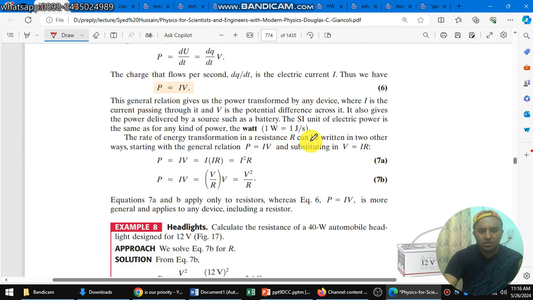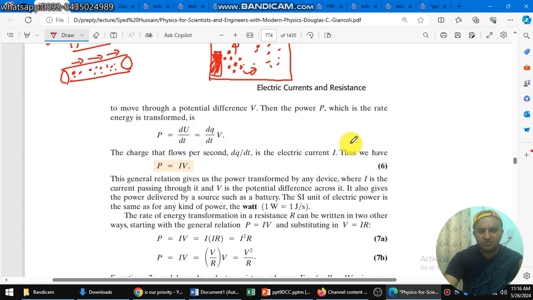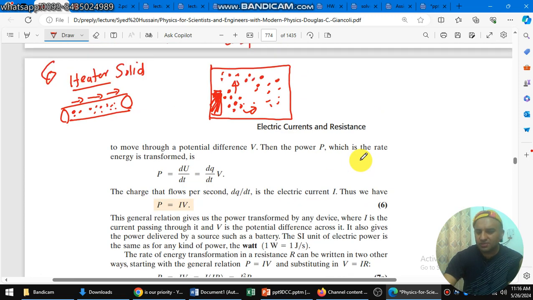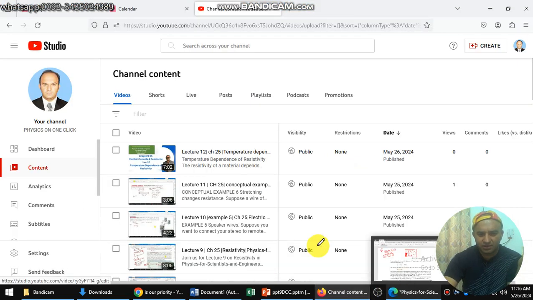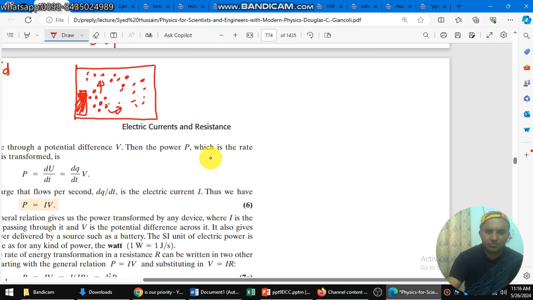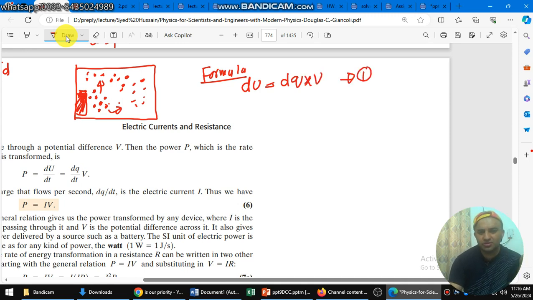Okay, now we discuss the power. Now we derive the power formula. Let me discuss this one: the derivation of the formulas for power. As we know, the energy is equal to charge multiplied by change in potential. So the energy transferred, ΔU, is equal to charge Q multiplied by potential V. This is the formula for energy. ΔU is the energy, Q is the charge, V is the potential.